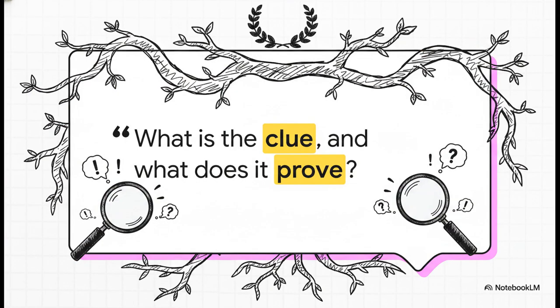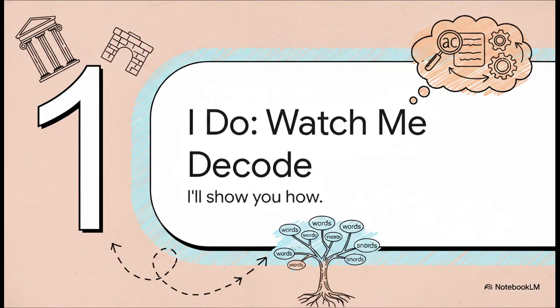It really all boils down to this one simple question: What is the clue and what does it prove? The root is your clue, and the sentence around it is your proof. Okay, enough talk. Let's actually put this strategy into action. I'm going to walk you through one step by step. Just watch how I do it.